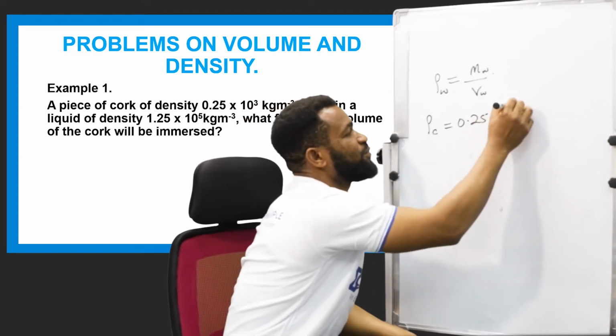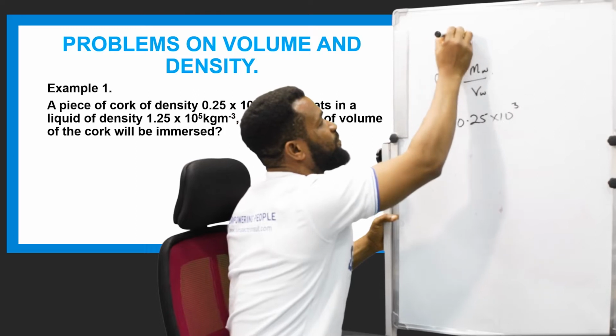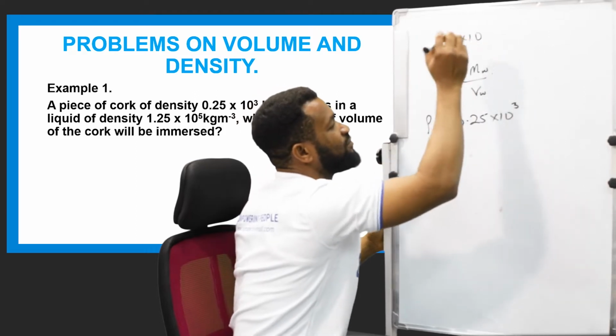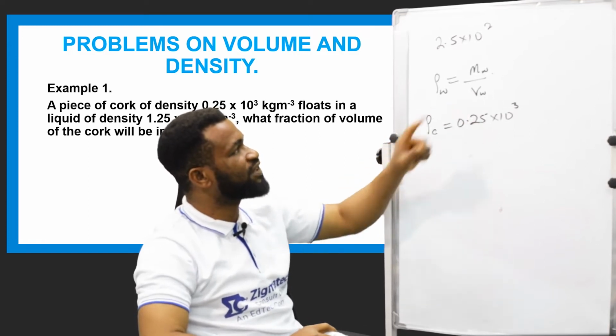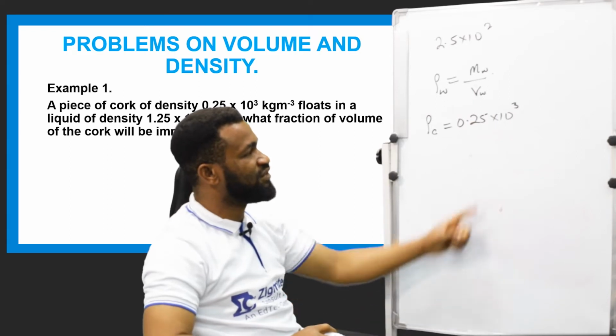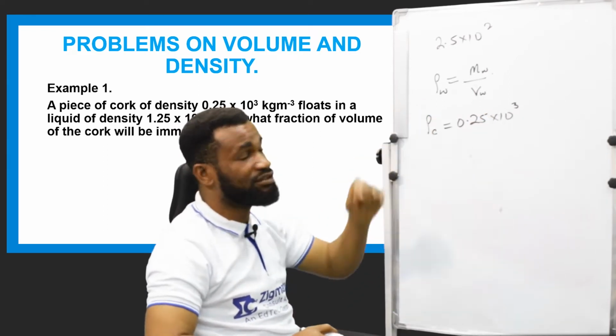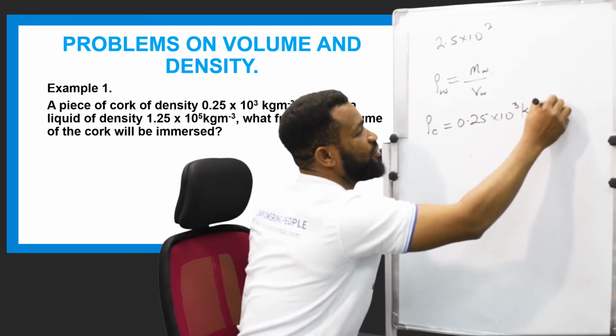times 10 raised to the power 3. Remember that this can be written as 2.5 times 10 raised to the power 2. Yes, because this point we move to one side and that is -1, then take off from 3 and that is going to be 2 left. So, I'm using this one, kilogram per meter cube.